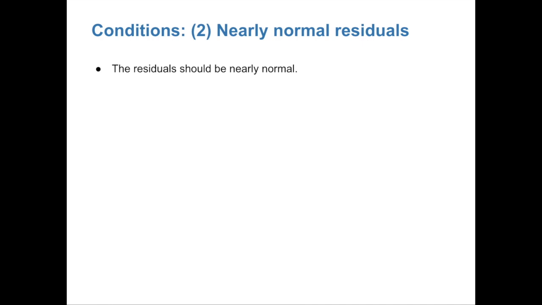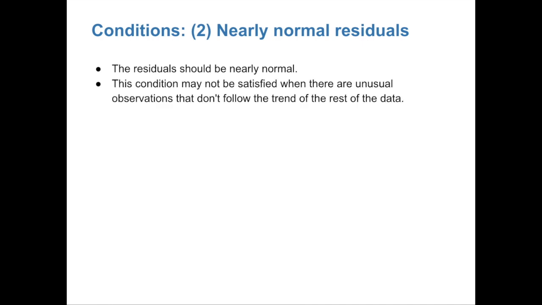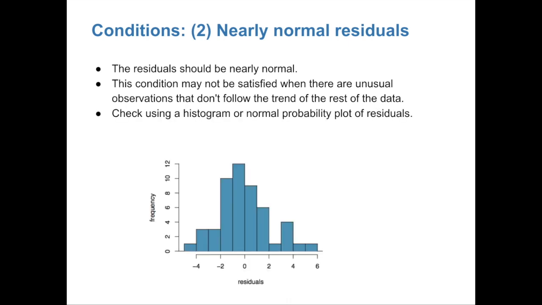The residuals should be nearly normal. This condition may not be satisfied, especially if we have unusual observations that aren't following the trend of all of our data. We can check using a histogram or normal probability plot of those residuals.